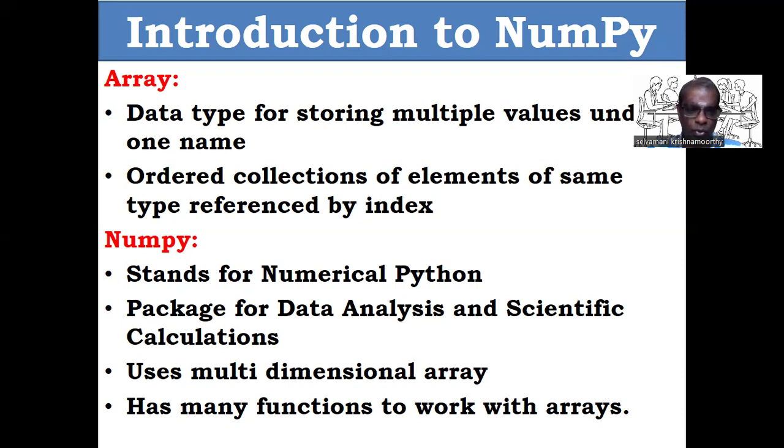Now what do you mean by NumPy? NumPy stands for Numerical Python. Num means numerical, Py means Python. It is a package for data analysis and scientific calculations that we will see one by one. NumPy uses multi-dimensional arrays. It may be a one-dimensional, two-dimensional, or three-dimensional array. That means with the help of NumPy, we can create one-dimensional arrays, two-dimensional arrays, as well as multi-dimensional arrays.